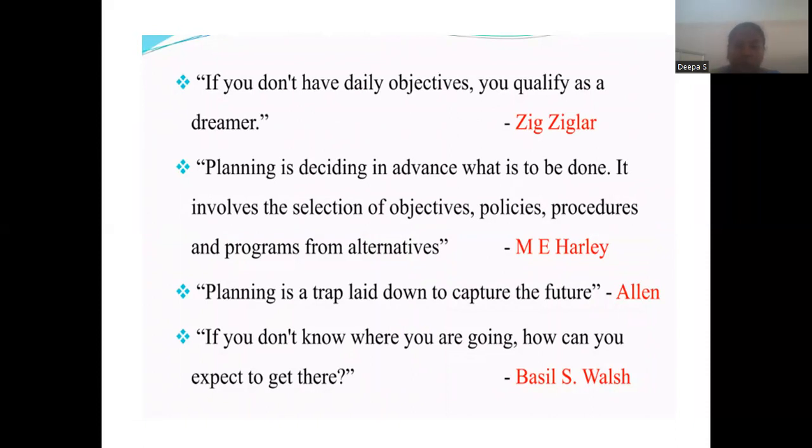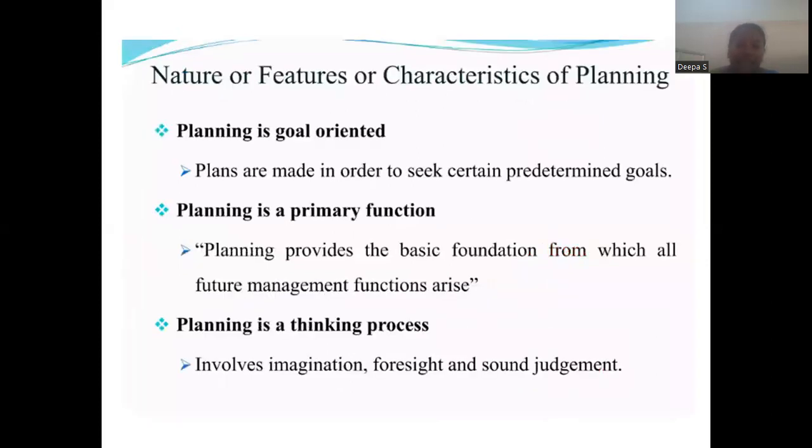Planning is a trap laid down to capture the future. If you don't know where you are going, how can you expect things to be performed? This is done by achieving your planning. The basic characteristic of planning is that it is goal oriented. Goal means it has already been predefined: what is the task, what is the goal we are going to achieve in our company? Planning is a primary function, in the sense that it is the basic foundation for performing an action.